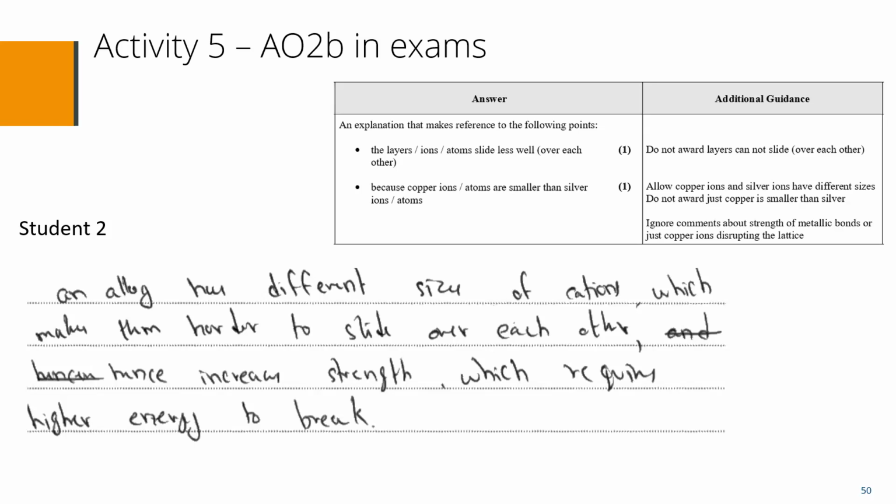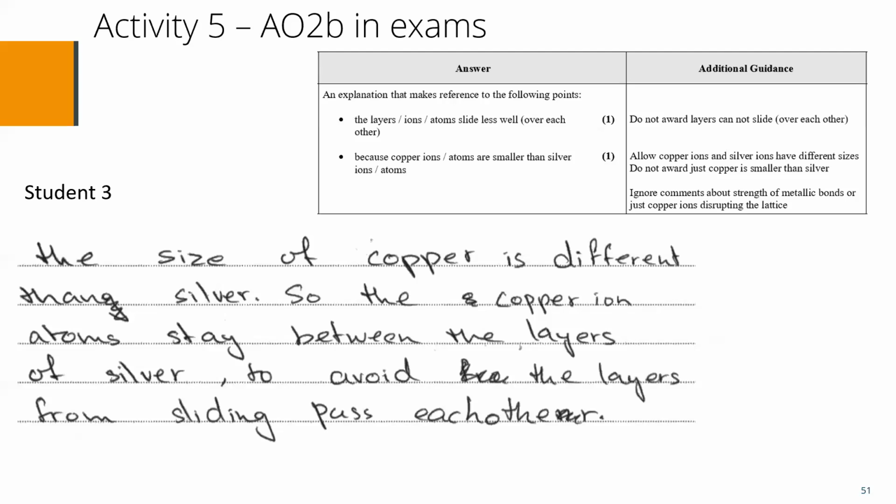So we're looking for layers or atoms slide less well over each other, and we're looking for different sizes of ions. So different size of cations scores MP2, makes them harder to slide over each other, scores MP1, so 2 marks. Okay, student 3.